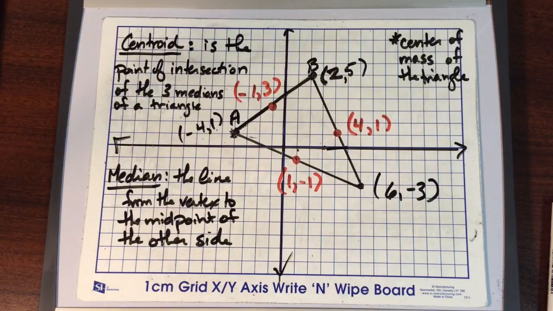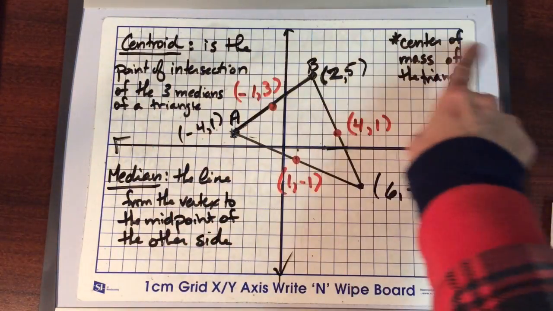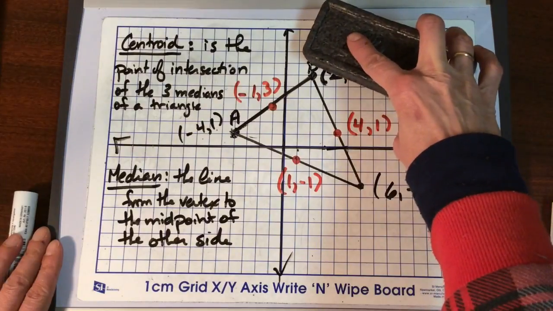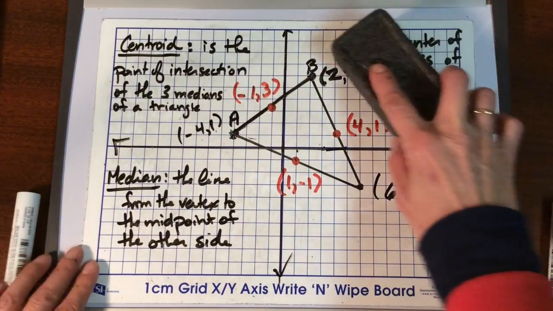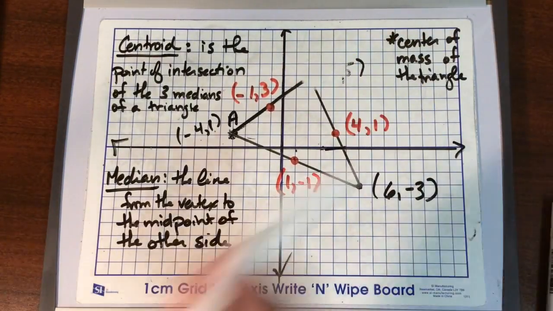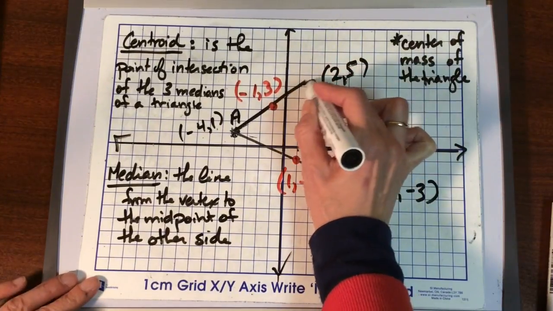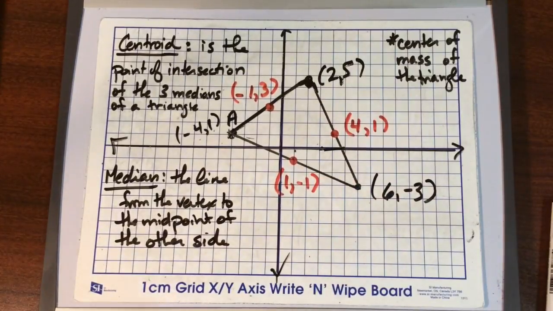And what we're going to do is find the centroid, which is the center of mass of the triangle. And I'm just going to fix this. We had 2 and 5, and so there we have it over here. There we go. Okay.